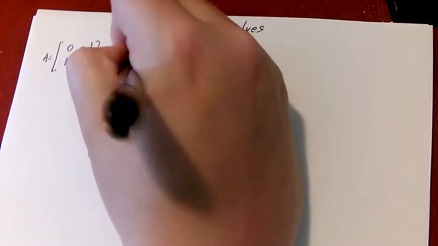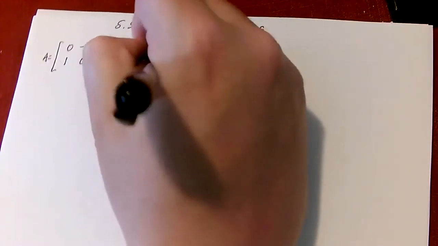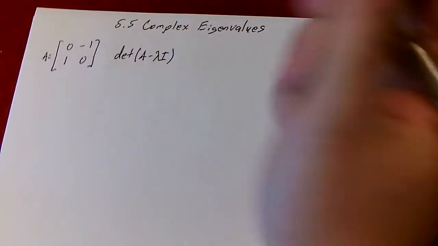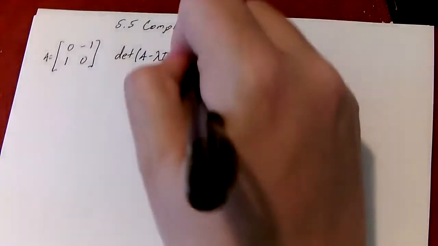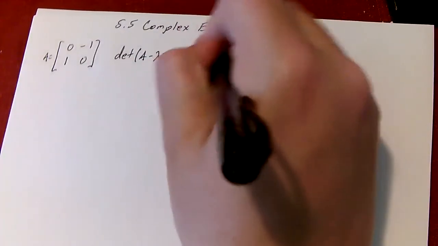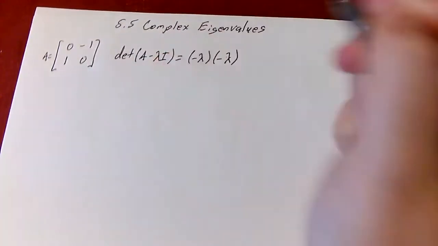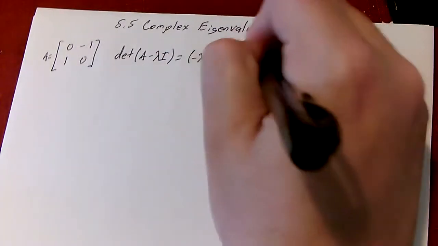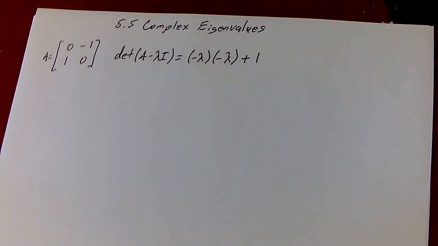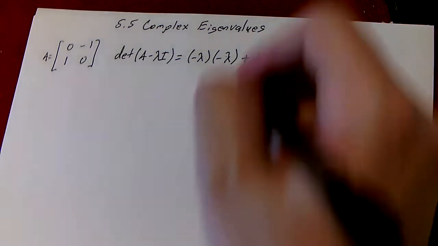And I take the determinant of this. Okay, so I'm going to do the determinant of A minus lambda I. I'm going to wind up with minus lambda and minus lambda. So I'm going to have minus lambda times minus lambda. And then on the back side, I'll have plus 1, because it'd be minus 1 times 1, and then it's minus because of the determinant formula.